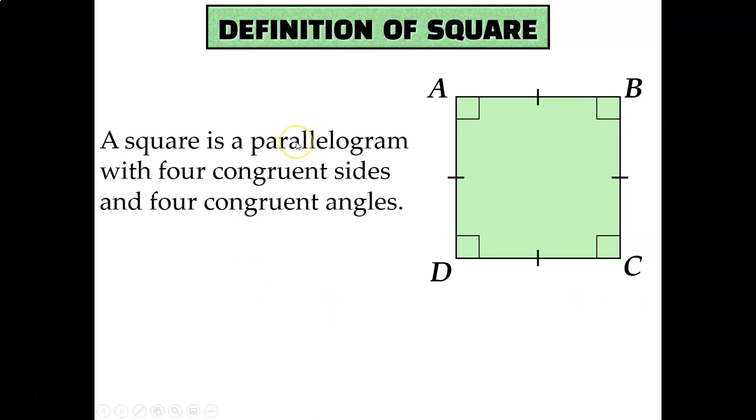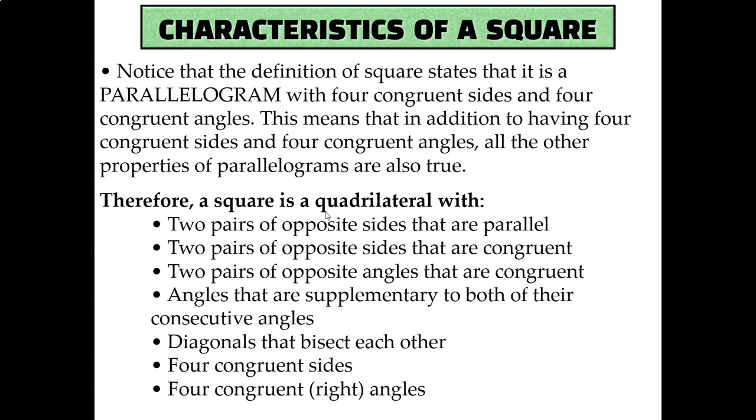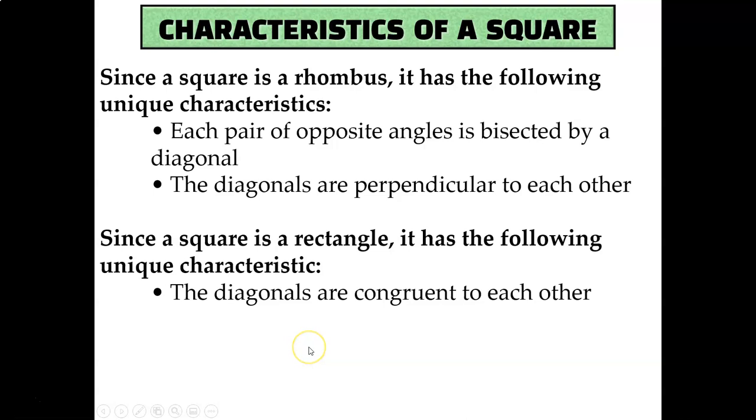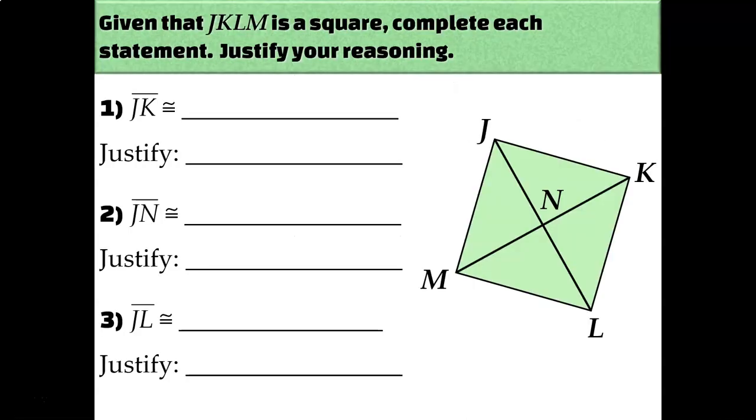So since we're told it's a parallelogram and a rhombus and a rectangle, everything that we've learned so far has to be true about a square. So this is all the stuff we would know because it's a parallelogram. Opposite sides are parallel, opposite sides are congruent, opposite angles are congruent, consecutive angles are supplementary, diagonals bisect each other, and we would know that the diagonals bisect opposite angles, the diagonals are perpendicular, and the diagonals are congruent to each other. So much information. So let's put that knowledge to use and figure out the answers to each of these questions.